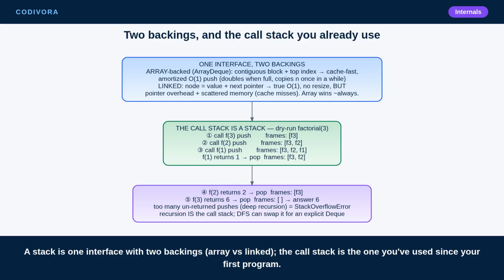Here's something you already use without knowing it. A stack is just an idea, add and remove at one end, and underneath it's either a plain array or a linked list. The array version is faster because everything sits together in memory in one cache-friendly block. Now the big reveal. Your program has a stack built right in, the call stack. Every time you call a function, a frame is pushed, and every time it returns a frame is popped. Trace factorial of 3. It pushes F3, then F2, then F1, then unwinds back up to 6. Recursion is literally a stack, and a stack overflow error just means you push too many frames without popping them.